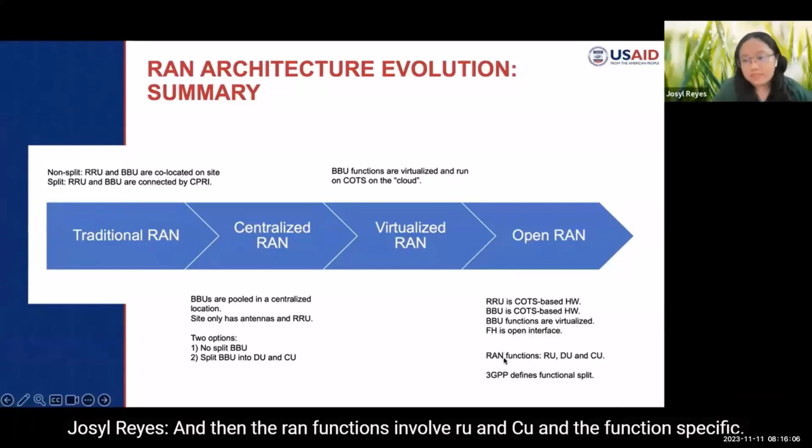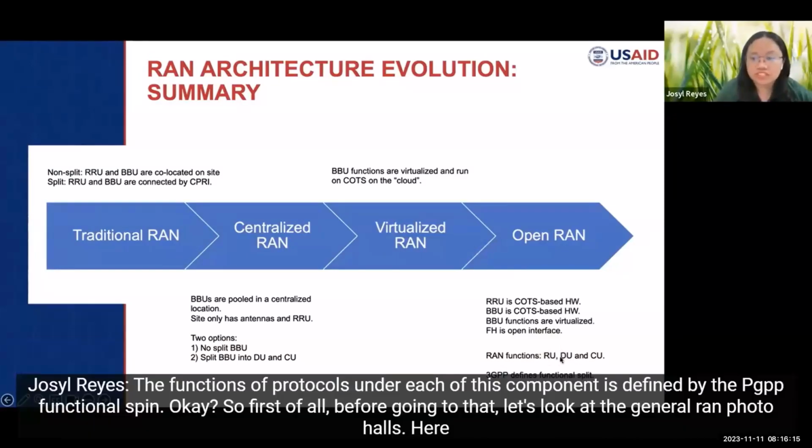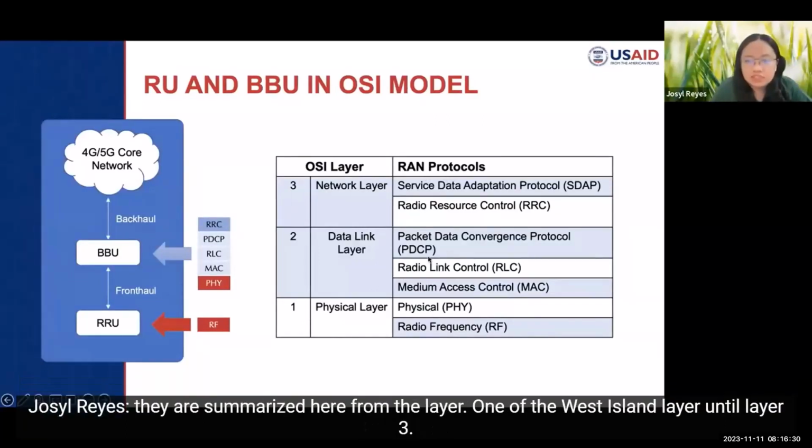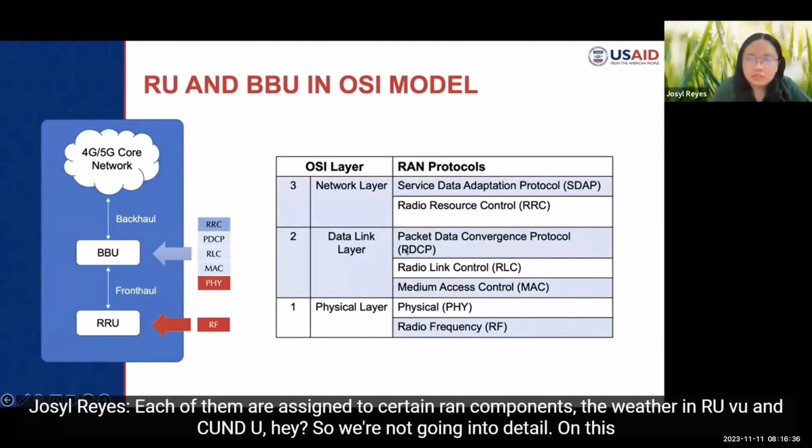Okay, and then the RAN functions involve RU, DU, and CU, and the specific functions and protocols under each of these components are defined by the 3GPP functional split. Before going to that, let's look at the general RAN protocols here. They are summarized here from layer 1 of the OSI layers until layer 3, and each of them is assigned to a certain RAN component, whether in RRU, BBU, or the CU and DU. We're not going into detail on this.